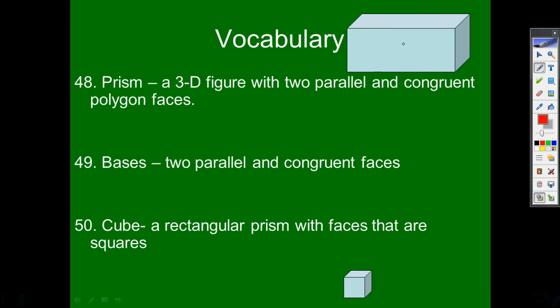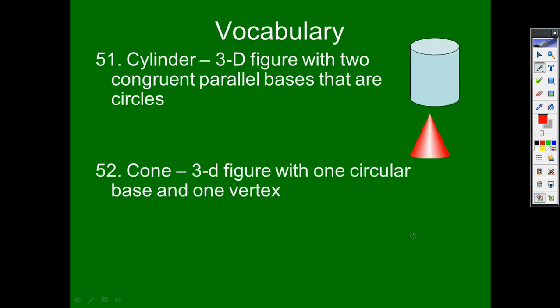Again, this is a prism. The bases of this prism would be rectangles. This is a cube where all sides are congruent, or the base, the height, and the width are all congruent. A cylinder is a 3D figure with congruent bases that are circles, so the bases here are circles.